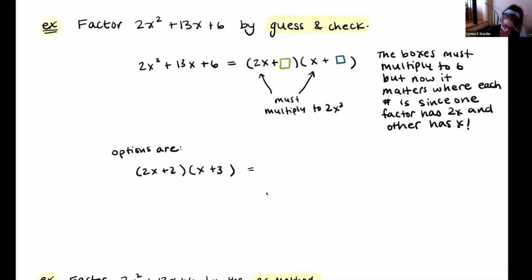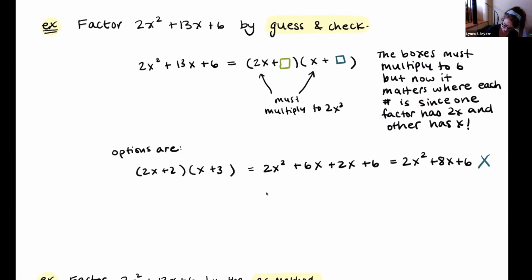So if we multiply this out, the first term gives us 2x times x, so that's 2x squared. Then we've got the 2x times 3, so that's plus 6x. Then we've got 2 times x, so that's plus 2x. Then we have 2 times 3, and so that's plus 6. And when you simplify that, that gives you 2x squared plus 8x plus 6. And that is not what we were looking for, right? We need a 13 in the middle.